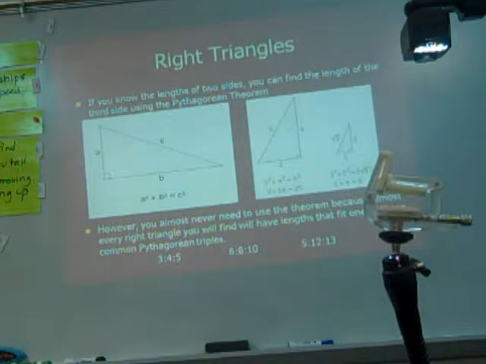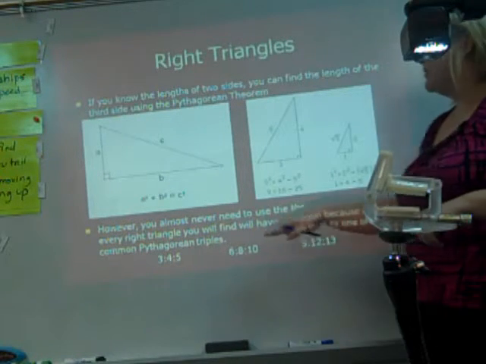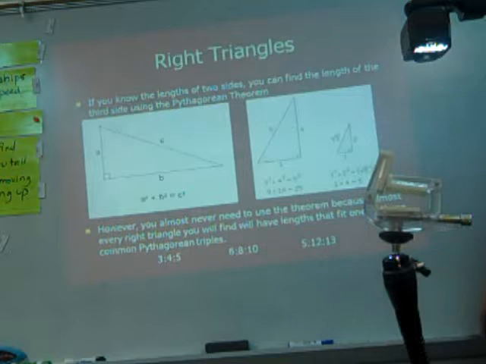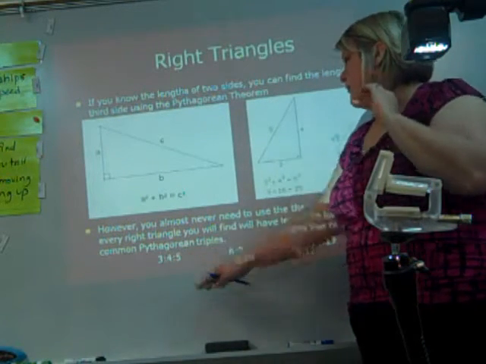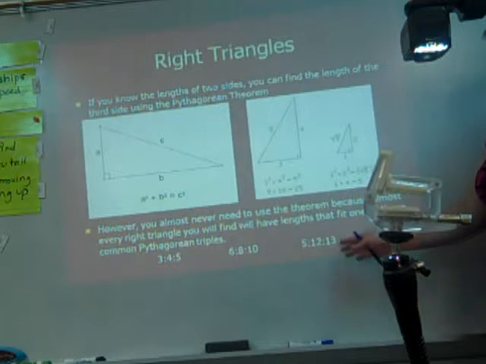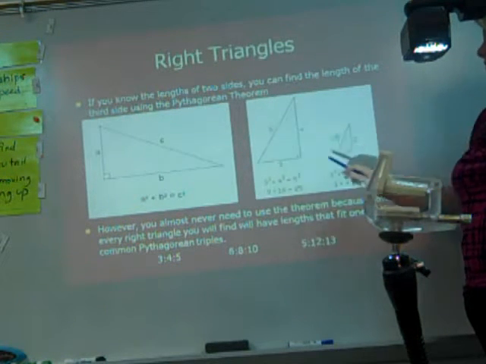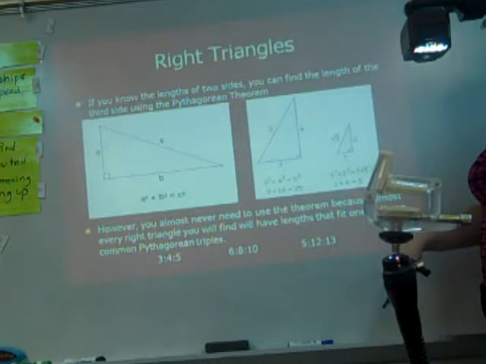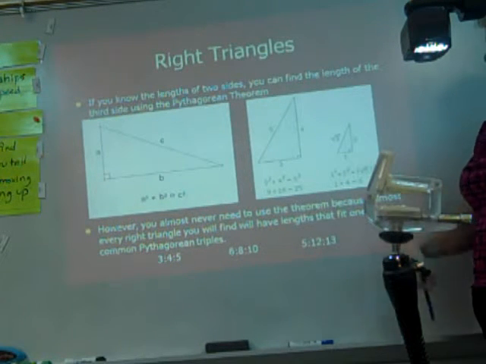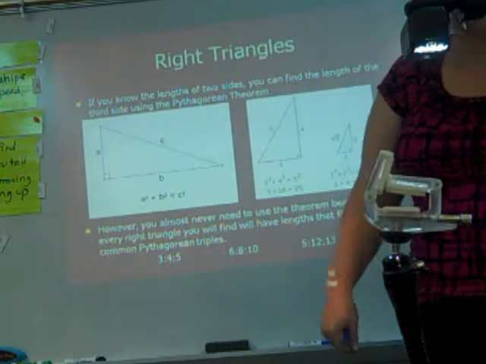Okay, right triangles. There's lots of stuff about right triangles. If you know the lengths of 2 sides, you can always find the third side using the Pythagorean theorem. However, on the SAT, you almost never need this theorem because almost every right triangle that you'll find is going to be a Pythagorean triple. So it'll either be like a 3, 4, 5, or a 6, 8, 10, or a 5, 12, 13. So this is showing you a 3, 4, 5. This is showing you if it wasn't a 3, 4, 5, you could have square roots or whatever as your sides.